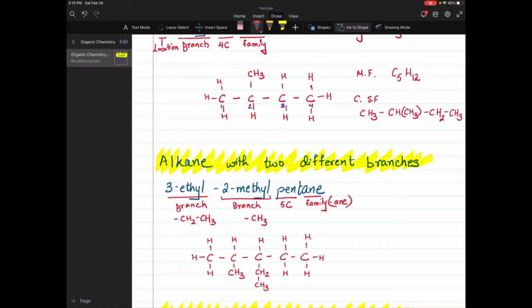The molecular formula for this compound would be the number of carbons that we have in this. We have 5 plus 1, 6 plus 2, 8 carbons. So we have C8.